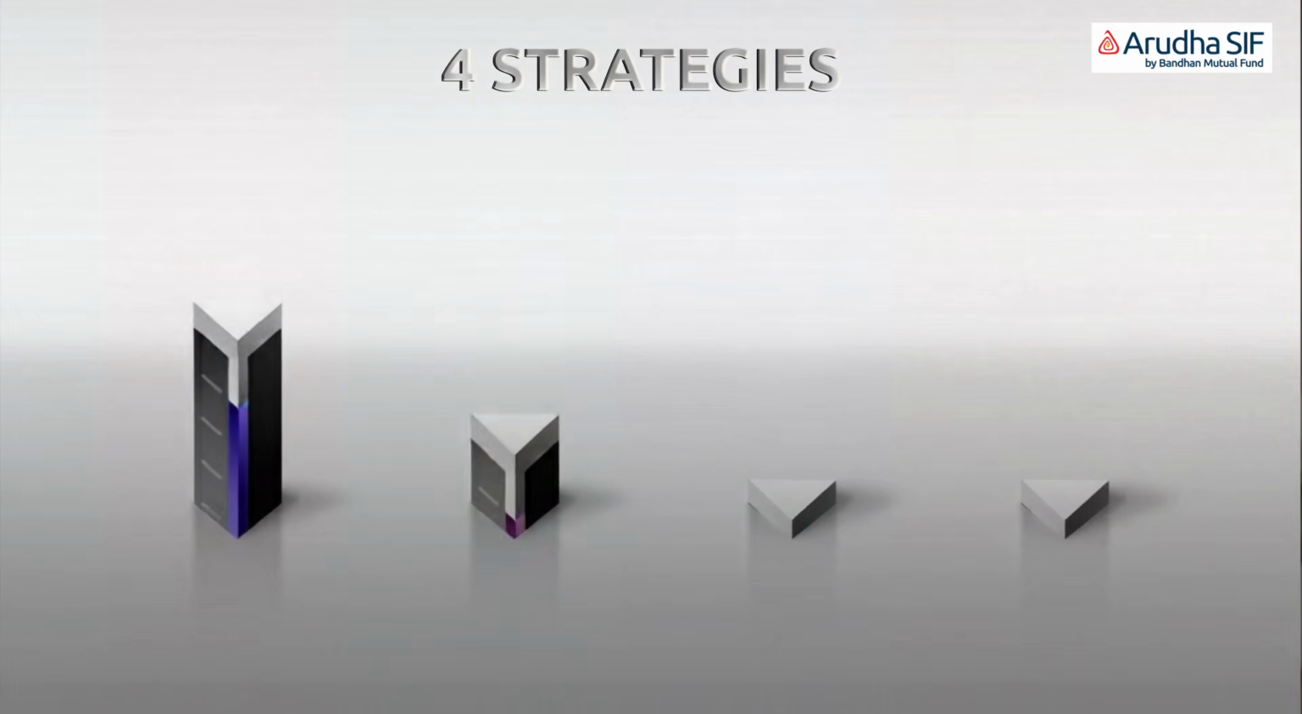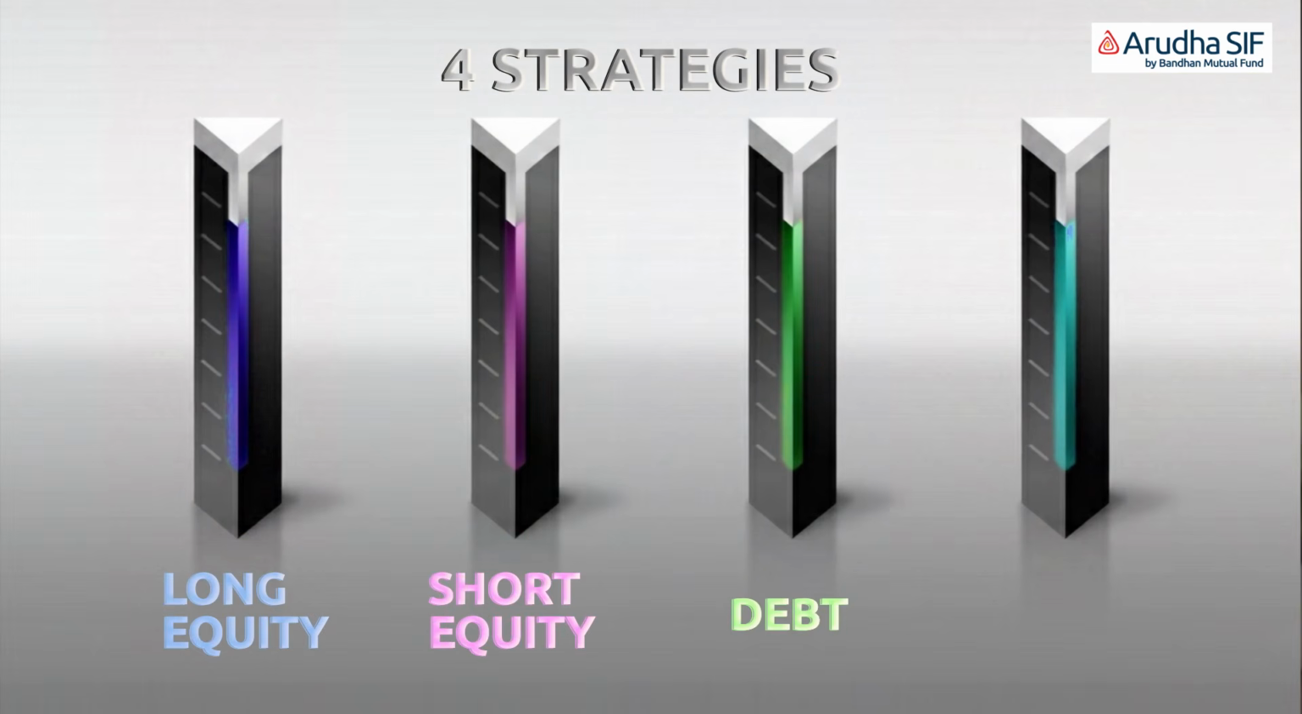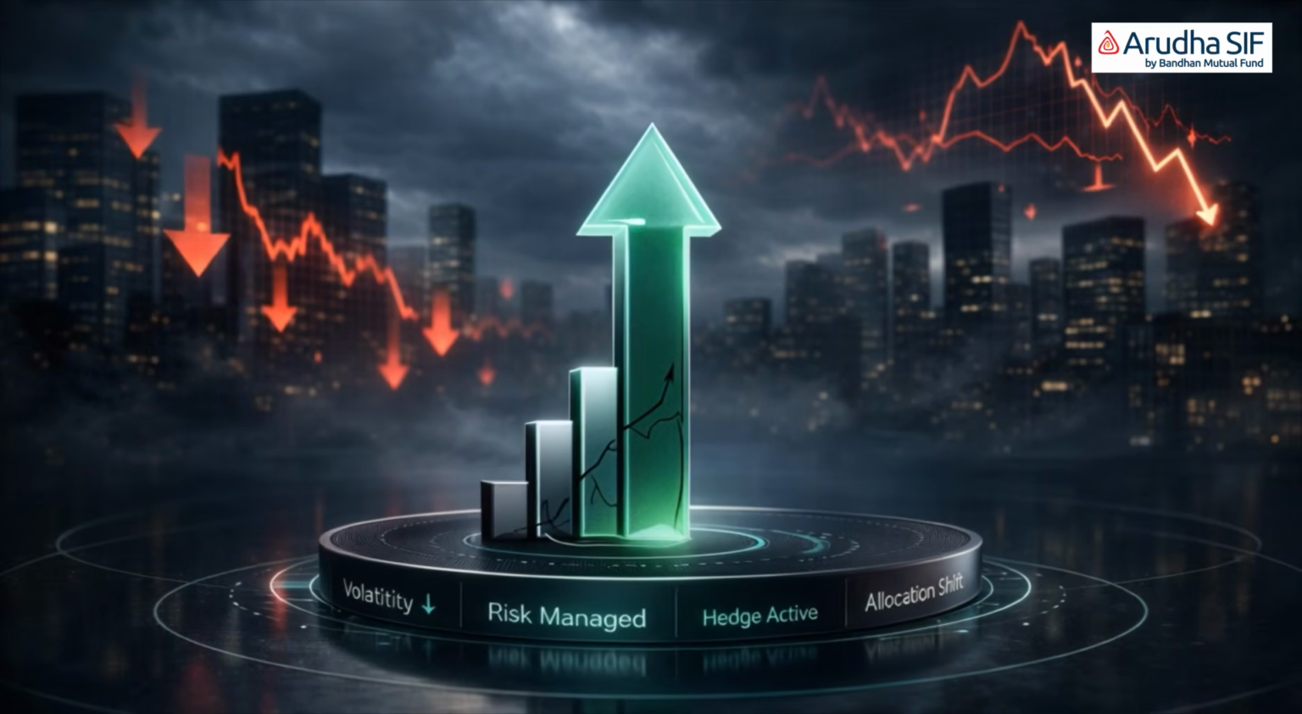The objective of this fund is to generate long-term equity compounding with a careful calibration of volatility and risk. And we intend to achieve that by combining 4 uncorrelated strategies in the fund, namely long equity, short equity, debt and call writing, and combining them in a risk-aware and counter-cyclical manner enables us to achieve this dual objective of equity compounding and calibrated risk.